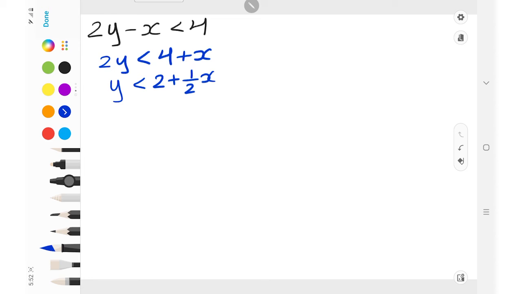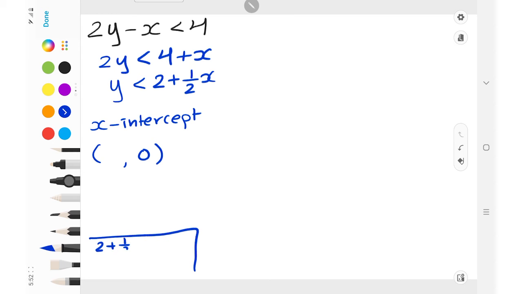I did a table, but for now I will do the x and y intercepts, which is much easier. First we will find the x intercept. For the x intercept, my y is 0. So if I put y as 0, 2 plus half x equals 0. So half x equals -2, so x will be -4, since 2 times -2 is -4. So this is my x-intercept.